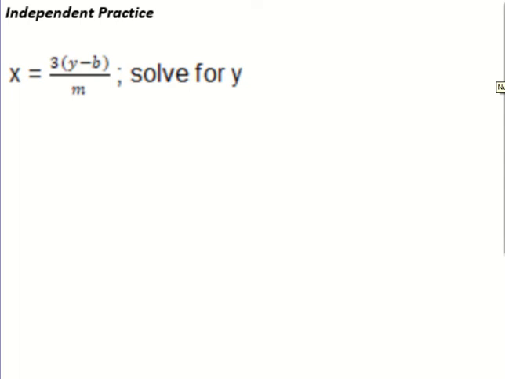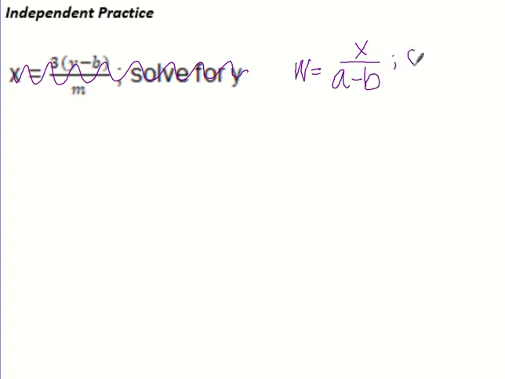So I just realized the independent practice is the exact same question we just did. So I'm going to have you do a different one, because that's silly. So we're going to cross that off. And I'm going to have you do this one. So W equals X over A minus B. And I want you to solve for X. Oh, jeez. All right, solve for X. There you go. Sorry, didn't realize that was the same one.